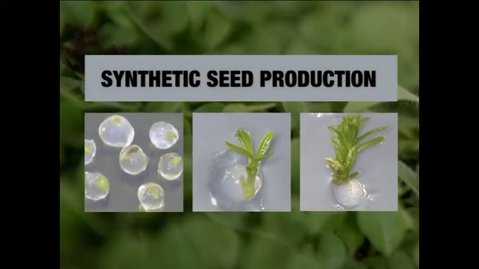Let us discuss synthetic seed production. The production of synthetic seeds was primarily based on the encapsulation of somatic embryos before it was extended to other plant tissues generated under in vitro culture conditions.